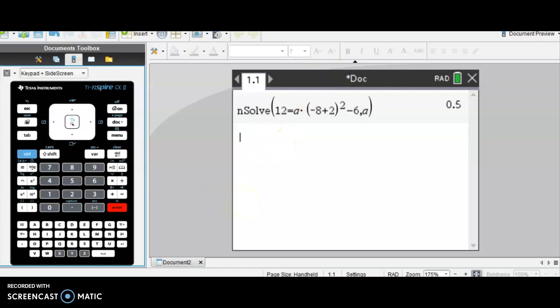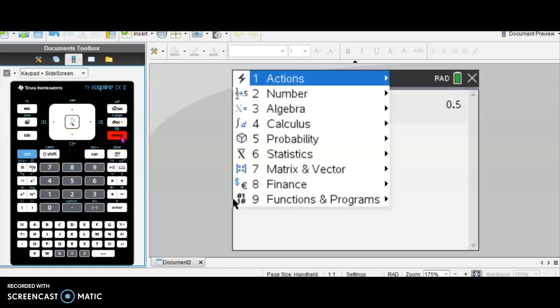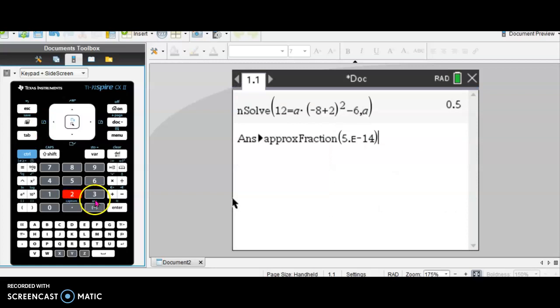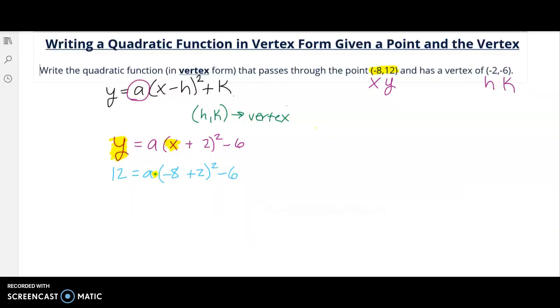It did give us a decimal. A lot of times on state assessments like the STAAR test, it does want it as a fraction. So here's a way to get that as a fraction. Menu, number, because we are trying to change the number into a fraction, and then approximate to fraction, number 2. Hit enter, and it will tell us 0.5 is 1/2. Now I know most of you know 0.5 is 1/2, but you might get other fractions that are a little trickier. So we now know our a value is 1/2, and we can rewrite that equation at the bottom.